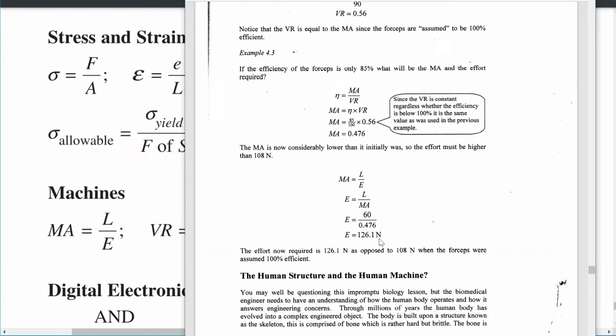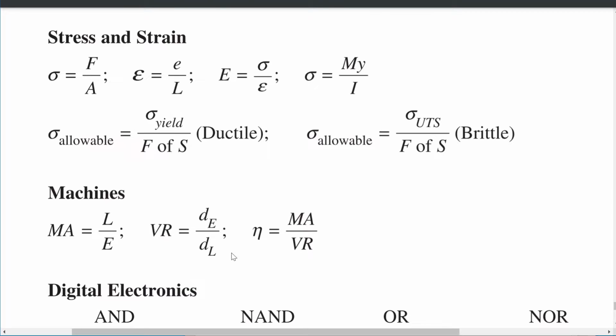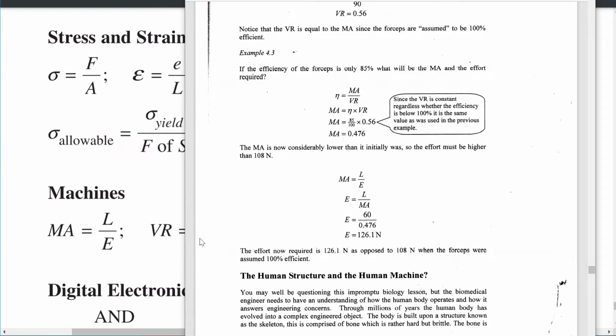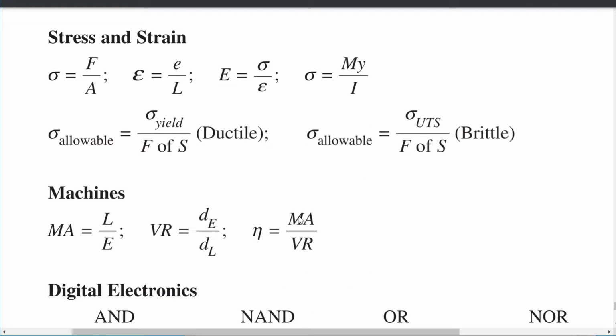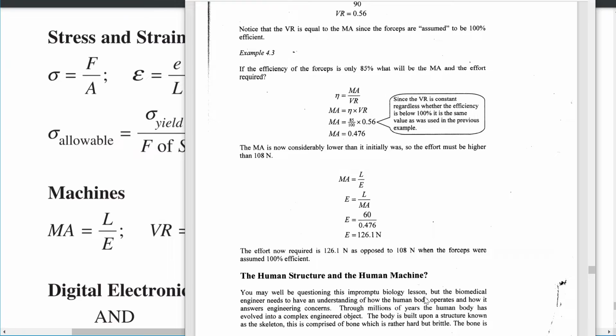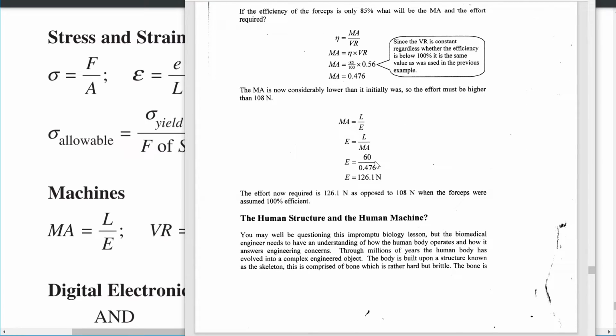Yeah, that's fine. So what they're saying here is that the efficiency is the efficiency. It doesn't matter if it's above 1 or less than 1. We just multiply the efficiency. And that's what we see here. This is the equation: if we want to calculate mechanical advantage, we multiply both sides by VR, so we get efficiency times velocity ratio equals mechanical advantage, which is exactly what we said here. Mechanical advantage equals efficiency times VR. Once we know that, we can then take 60 divided by 0.47, which gives us 126.